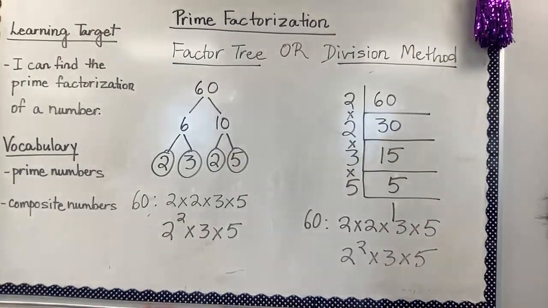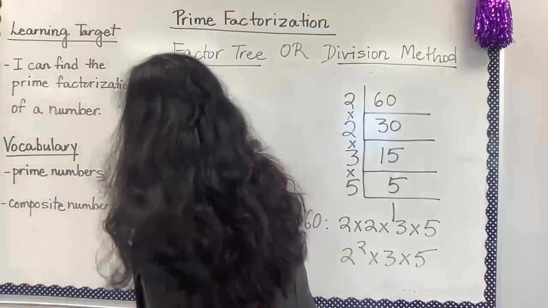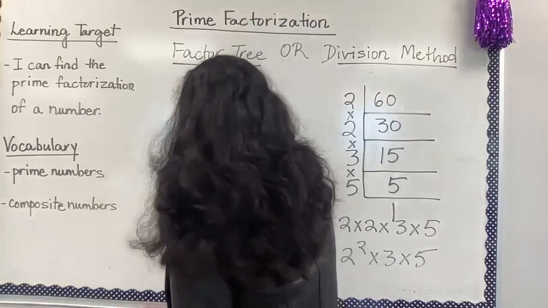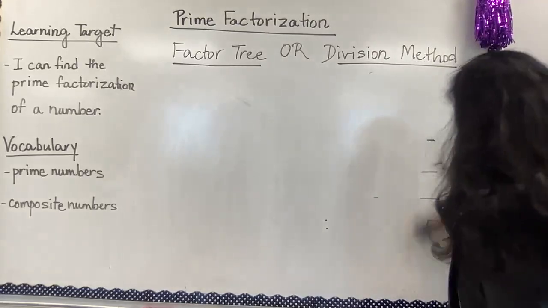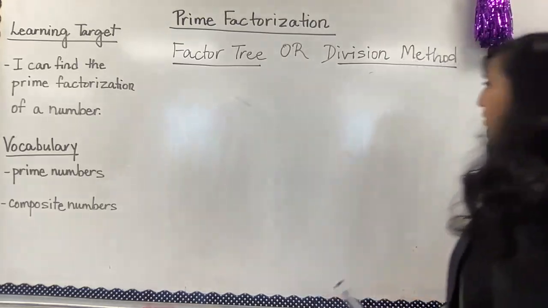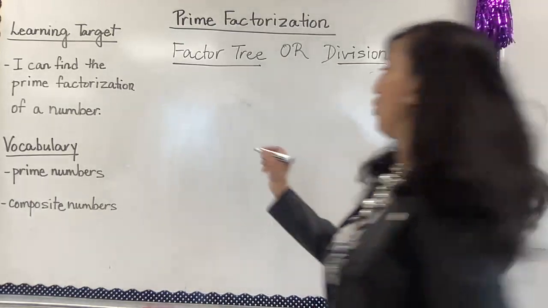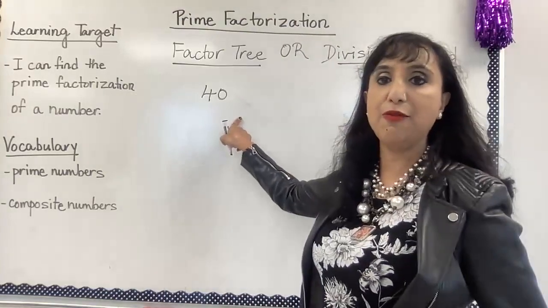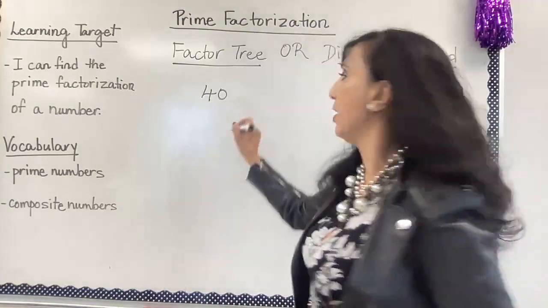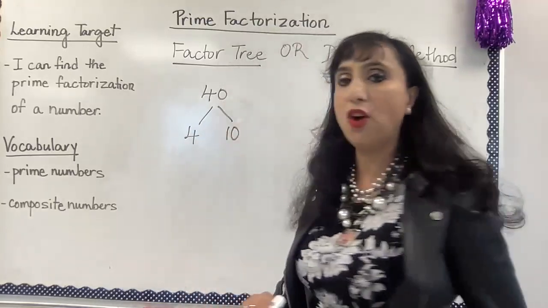Let's try another example of the division method. Okay, so let's do another one with the division method. Or I can show you both actually. We'll show you factor tree and division. Okay, so let me take the number as 40. So if I look at this once again, 40, I have a 0 at the end. So I know that 4 times 10 gives me 40.